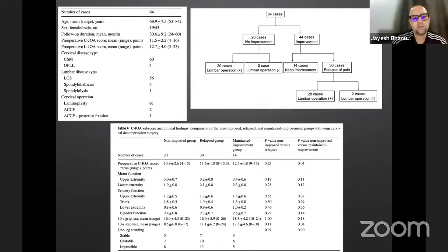And each patient has different varying degrees of degeneration in the lumbar and cervical, and each one has a different set of symptoms. So I don't think you can really do that.